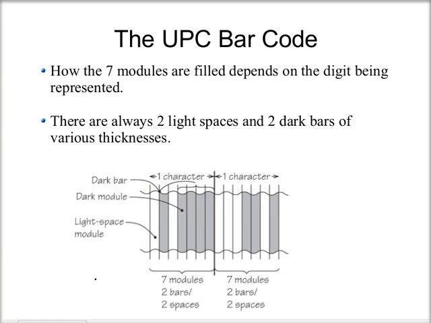How the 7 modules are filled depends on the digit being represented, so they'll be different for each digit. There are always going to be 2 light spaces and 2 dark bars of various thicknesses. So for my first character here, I've got a 1 module light space followed by a 1 module dark bar, then another 1 module light space, and a 4 module dark bar. The second character has a 3 module light space, a 2 module dark bar, a 1 module light space, and a 1 module dark bar.